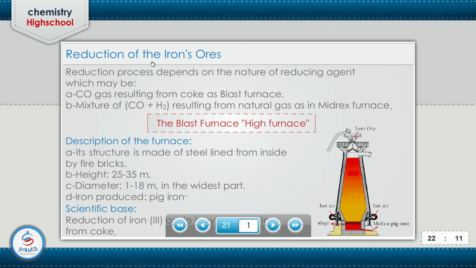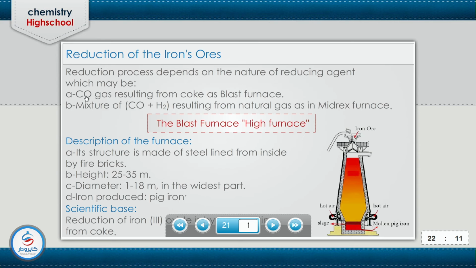The second process of the extraction of iron is the reduction. The reduction of the iron ores occurs in two types of furnaces. Number one, the high furnace or blast furnace. The reduction process depends on the nature of the reducing agent. Each one of these furnaces has its own reducing agent. When we study the blast furnace, which is called the high furnace, we have to know its reducing agent, and when we study the Midrex furnace, it has another reducing agent.